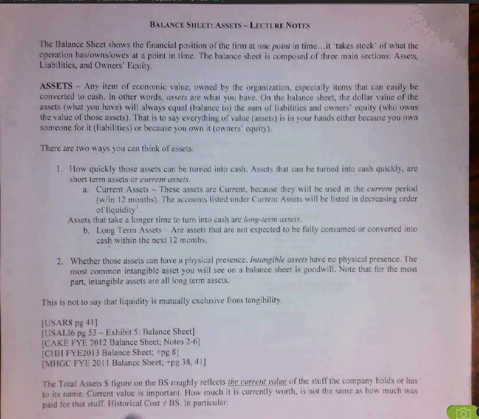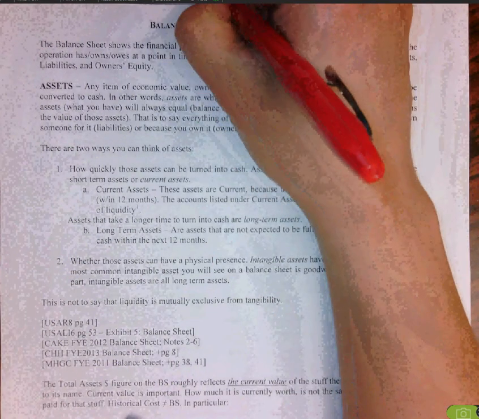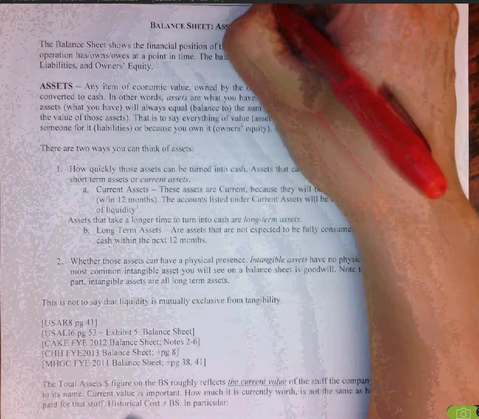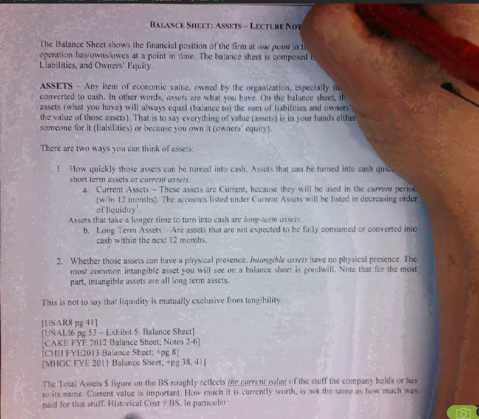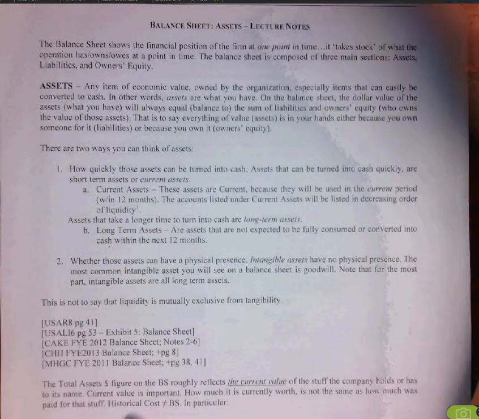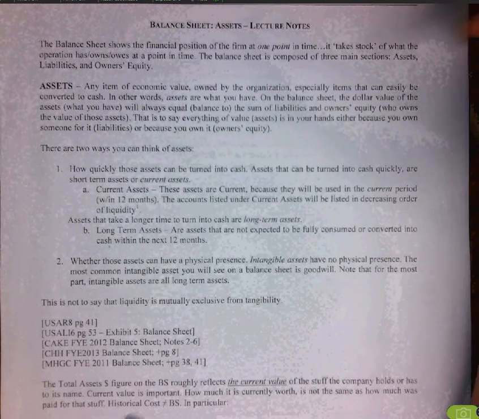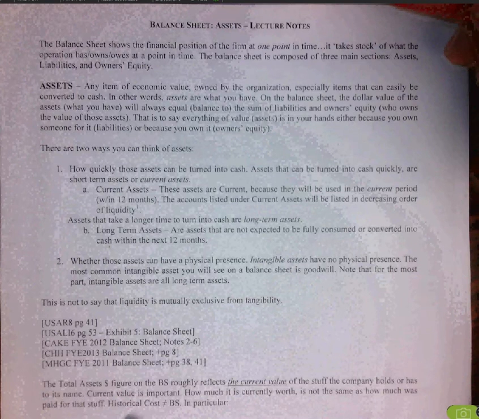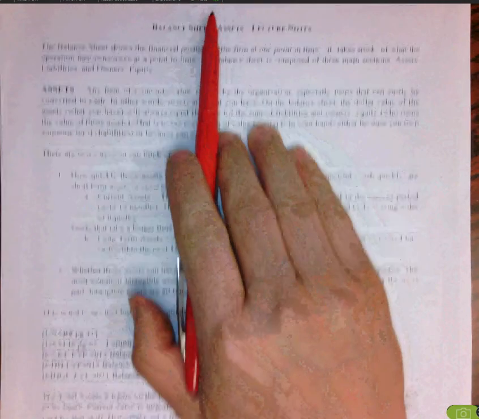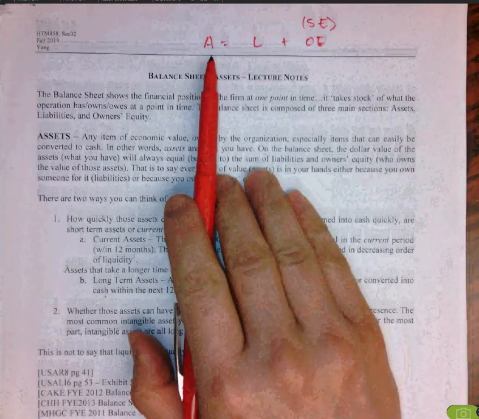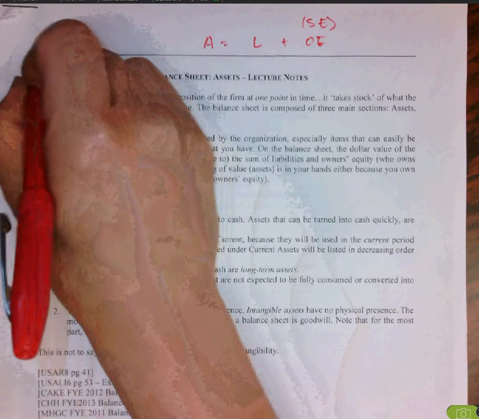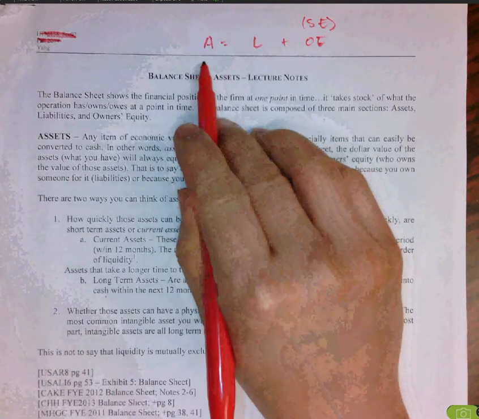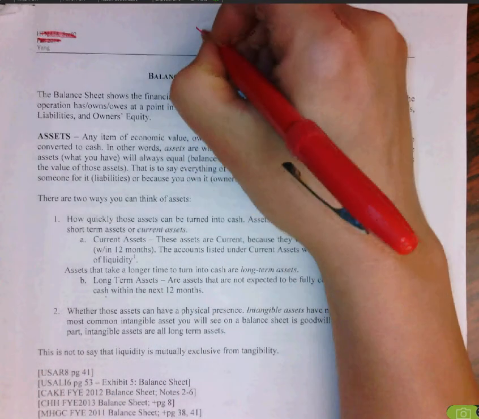Today we're going to focus on just the balance sheet, and specifically on the assets side. So if you remember, the balance sheet has assets equals liabilities plus owner's equity. Sometimes you'll also see owner's equity referred to as shareholders equity, or SE. Really, the asset side is a listing of what you have.